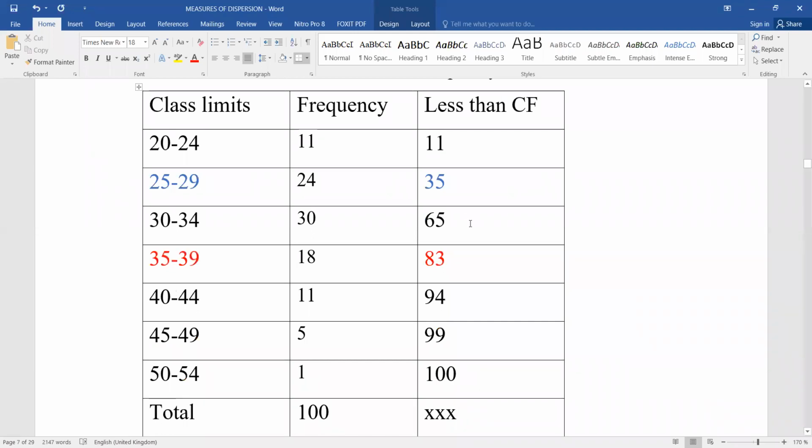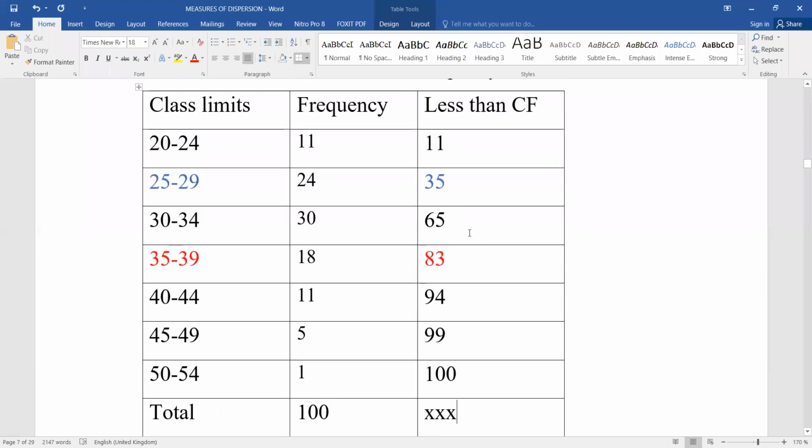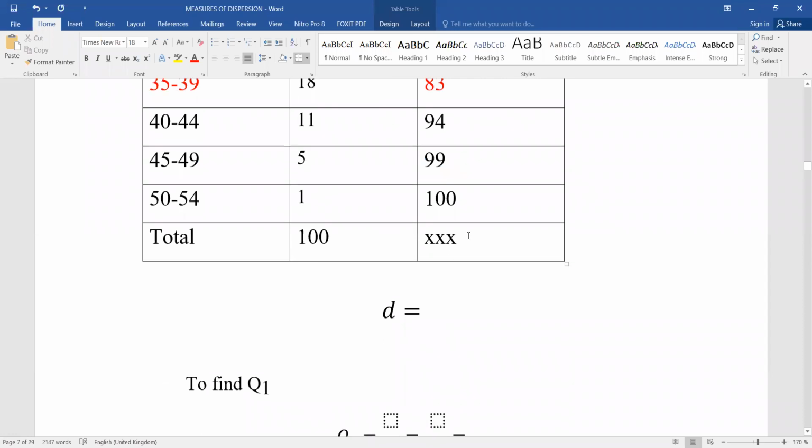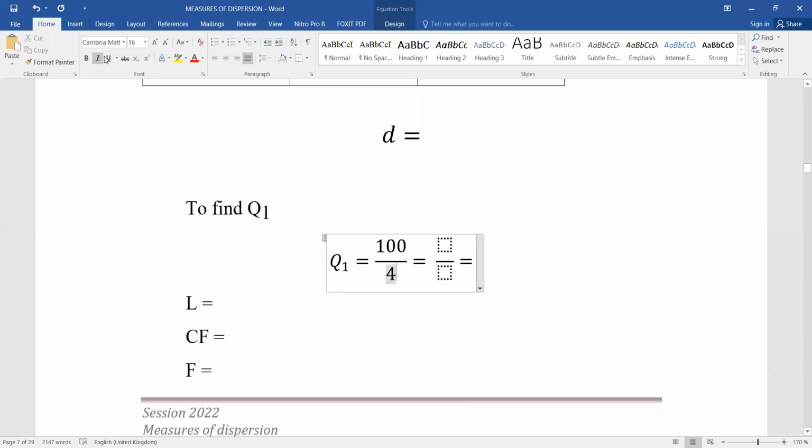After we've gotten this, remember we've done this in the previous lectures. After we've gotten the cumulative frequency, the first thing we're going to do is to find the position. The position of the lower quartile, that is Q1, you take N, which is 100, and you divide it by 4.